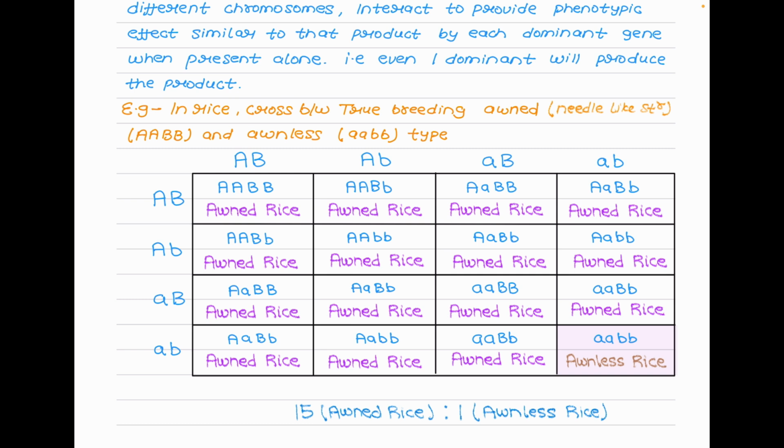Epistasis reminds us that the expression of traits is rarely controlled by a single gene in isolation. Instead, it is the result of intricate interactions where one gene's presence or absence can completely change the outcome of another. Understanding these interactions not only deepens our knowledge of genetics but also provides valuable insights into evolution, breeding, and molecular biology. That's all for this video.